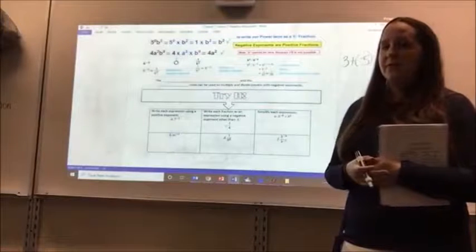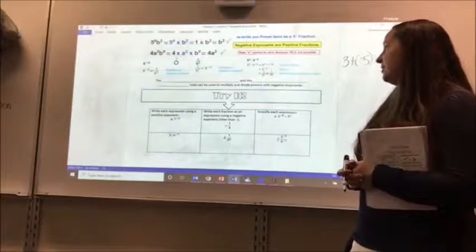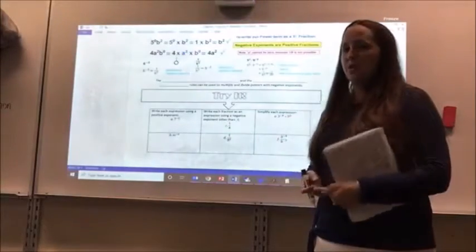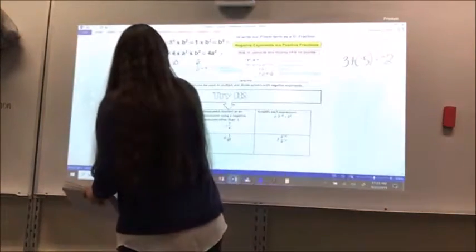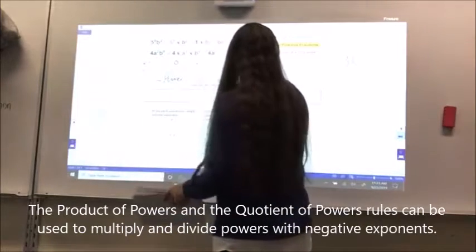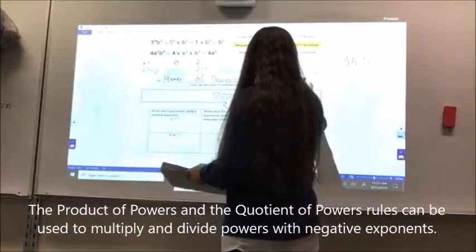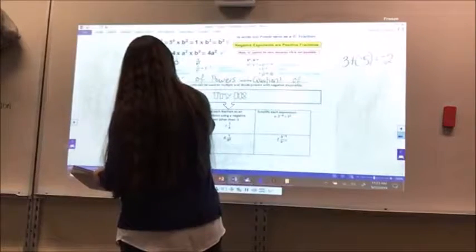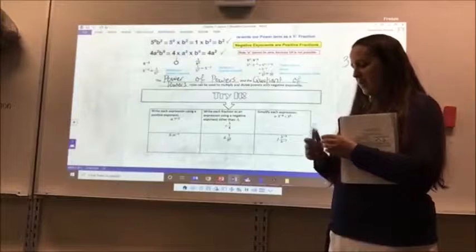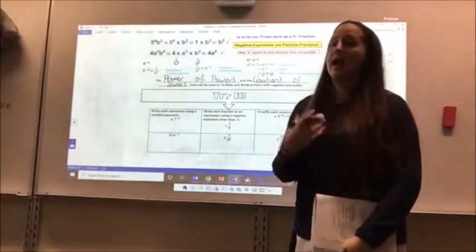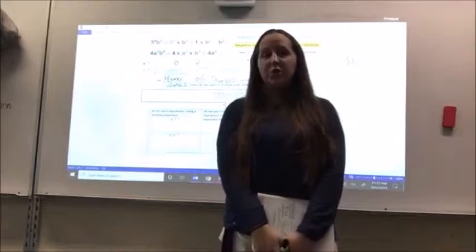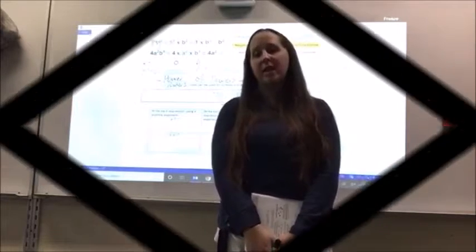Now I have a definition I want to look at. The blank and the blank rules can be used to multiply and divide powers with negative exponents. In those blanks, you're going to write the power of powers rule and the quotient of powers rule. All that means is I can either add or subtract the exponents depending on whether they're multiplied or divided. There are a couple of try problems below. I want you to pause the video and try them out. When you come back, we'll go over the answers together.